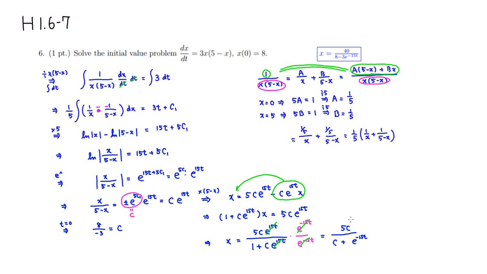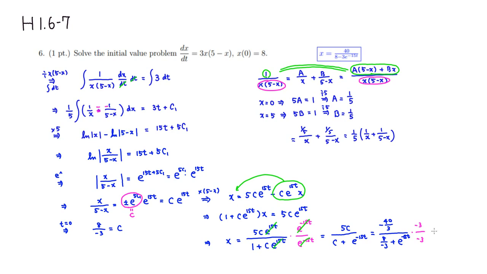Alright, so remember that c is negative 8 over 3, so I'm going to plug that in. So 5 times negative 8 is negative 40 over 3, over c, which is 8 over negative 3, plus e to the negative 15t. Then the last step is we can just multiply top and bottom by negative 3, so that I can eliminate the fractions inside fractions.